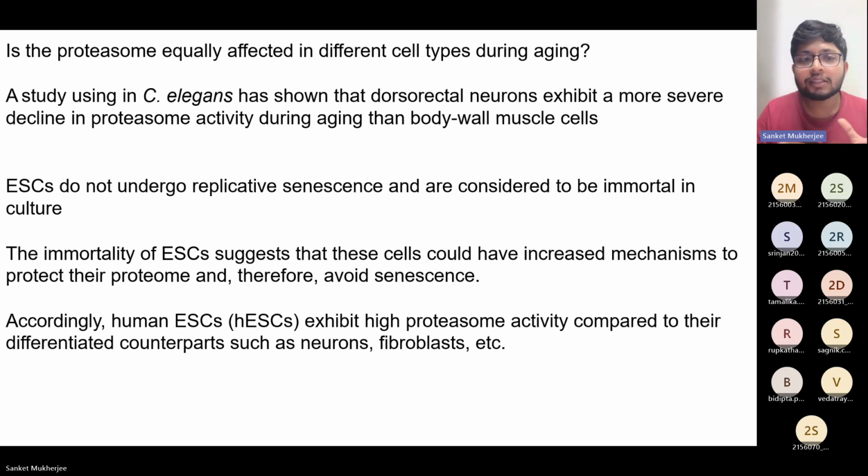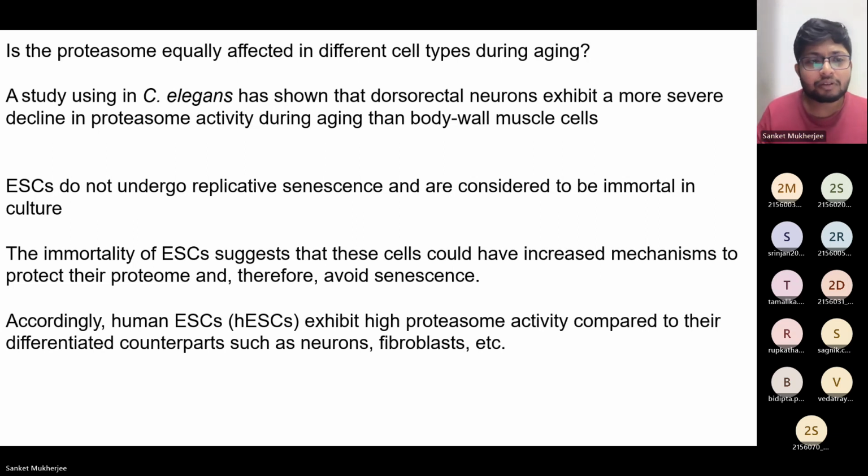So then there is a question whether the proteasome is equally affected in all the cell types, or whether the effect on this proteasome machinery is different in different cell types. When this kind of study was done on C. elegans, it was observed that the dorsorectal neurons exhibit more decline in proteasome activity than the muscle cells. So again, the level of loss of proteostasis could differ by cell type.